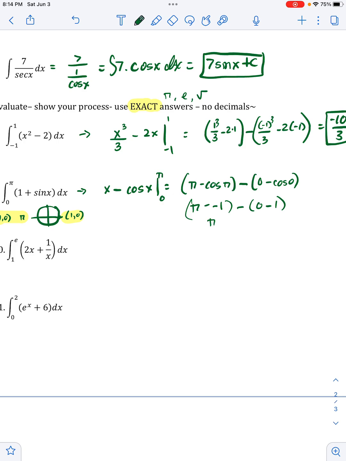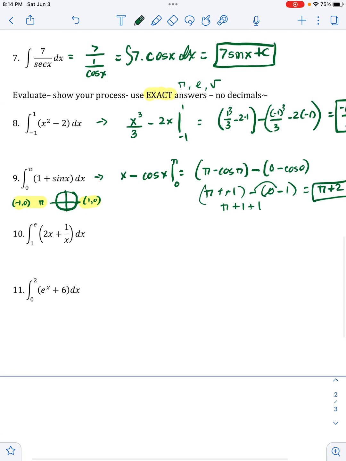So this turns into pi plus 1 because these cancel. And then here, minus 0 is obviously nothing, and minus the negative is going to be another 1 when that distributes. So I end up with pi plus 2. And the reason I'm not doing plus c is this is not indefinite. I know the limits, and I can plug in the numbers and get actual values.